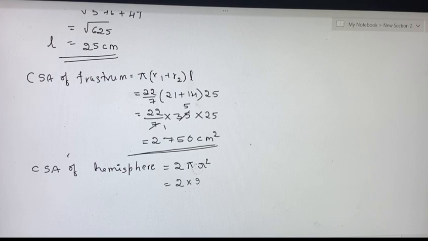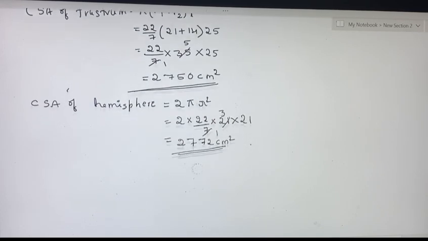2 into pi, which is 22 by 7, into r square, which is nothing but 21 into 21. So 7 ones are 7, 7 threes are 21. So if we multiply 2 into 22 into 3 into 21, we get the answer as 2772 centimeter square. So now we know the value of the CSA of the cone, the CSA of the frustum, and the CSA of the hemisphere.